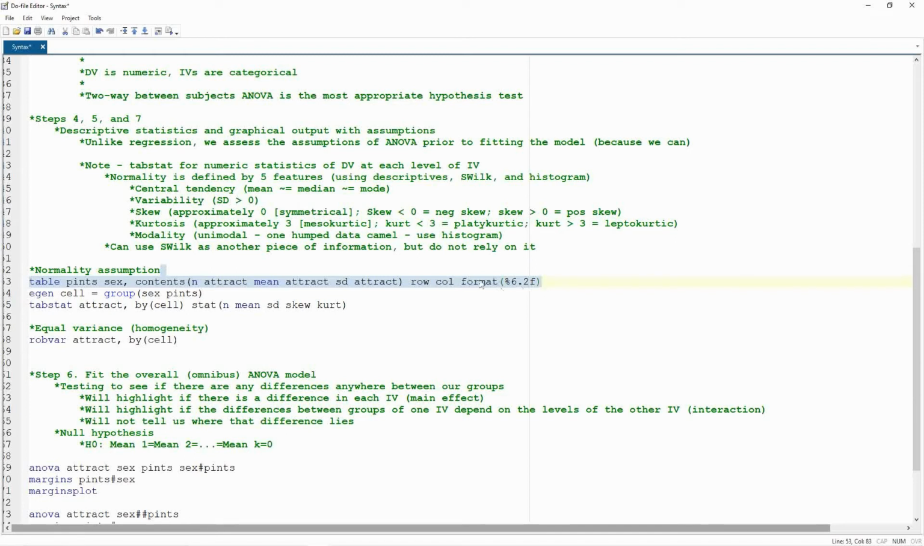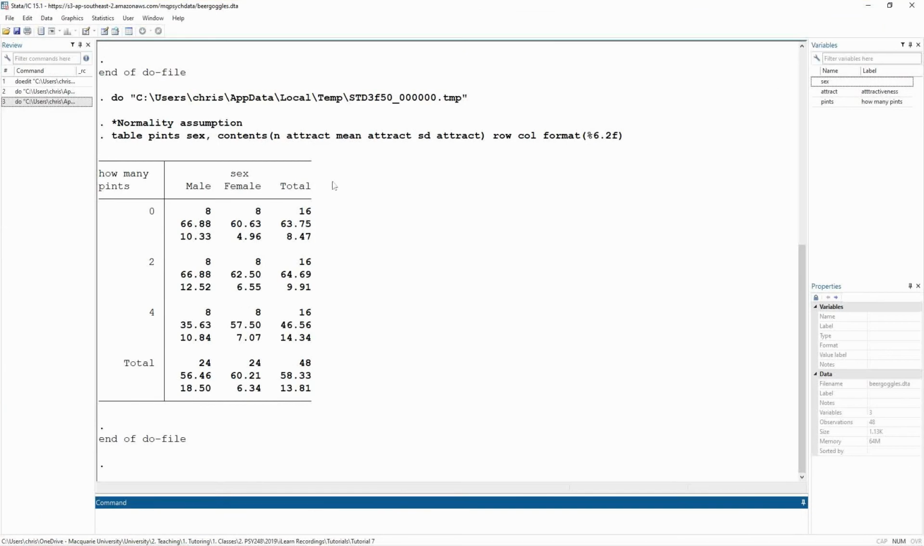This simply is just going to set everything to 2 decimal places. I couldn't tell you why to set it to 2 decimal places. It's percentage 6.2f. It is just what it is. There we go. And so we get this table coming out. And so what we can see is up the top is the n, so how many people are in that cell. Then we have the mean of that cell, and we have the standard deviation of that cell. We also have the total means for each of our variables.